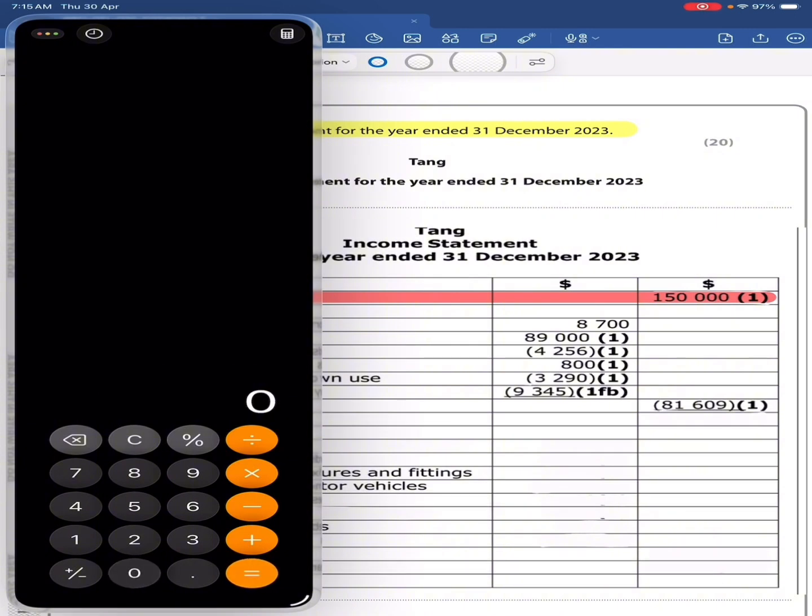Let's redo the calculation. Sorry for that. 8,700 plus 89,000, take away 4,256 plus 800, take away 3,290, take away 9,345, which should be 81,609. Now from the revenue, which is 150,000, take away the cost of sales 81,609, which should be 68,391. Right.